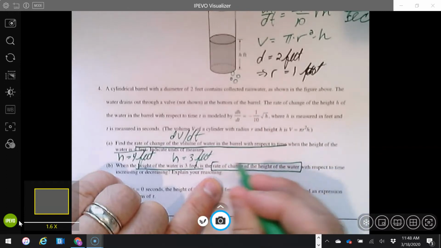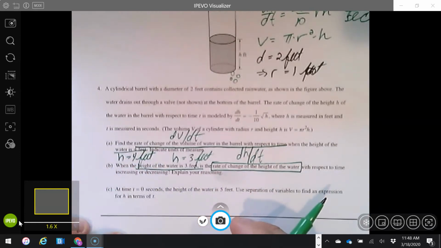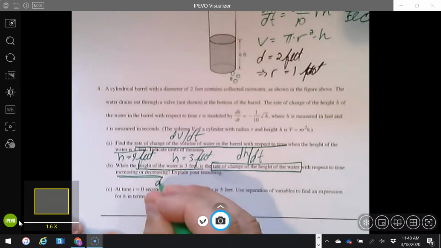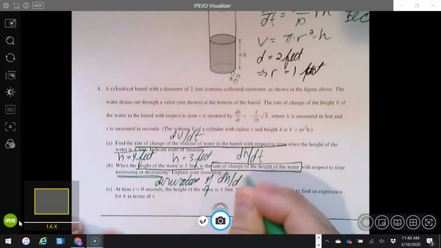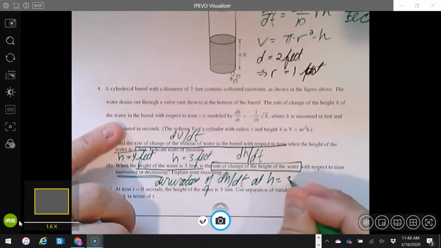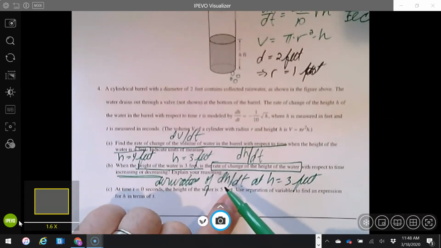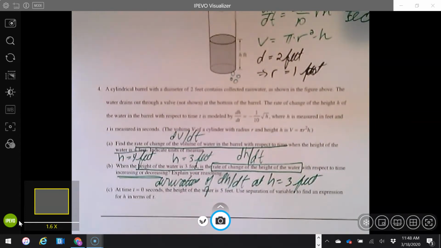Well, rate of change of height of the water means dh/dt. Is the rate of change of the height of water with respect to time increasing or decreasing? What that means is I'm going to have to look at the derivative of dh/dt at h equals 3 feet. I already have an expression for dh/dt, but I need to find the derivative of this expression at h equals 3 to figure out the correct answer.